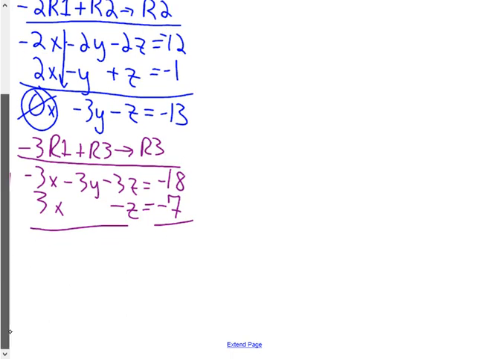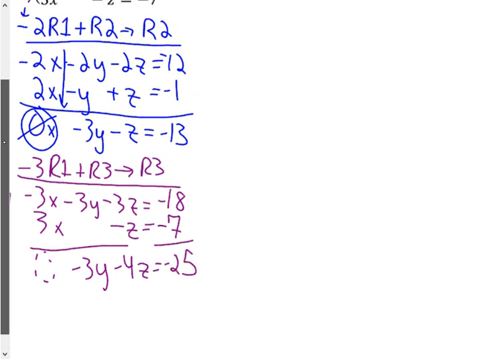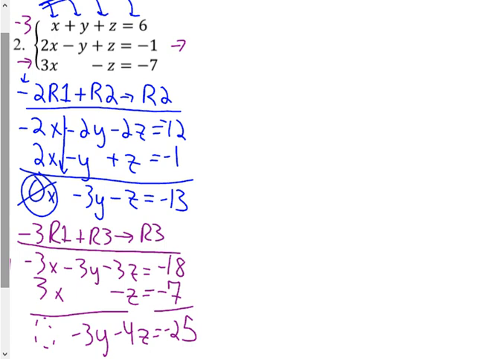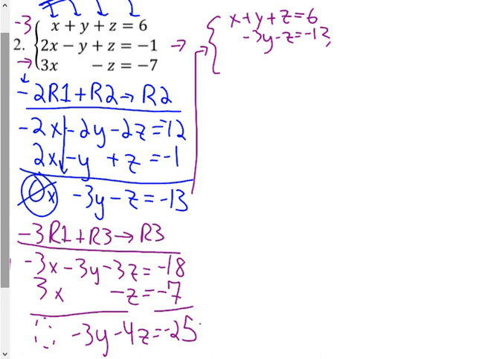So we've got 0 here, minus 3y, minus 4z, minus 25. So now I have a new system, and it looks like x plus y plus z is 6. From down here, new row 2, negative 3y minus z is minus 13, and then my new R3 way down here, negative 3y minus 4z equals negative 25.